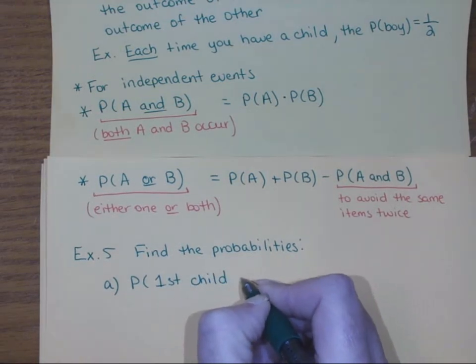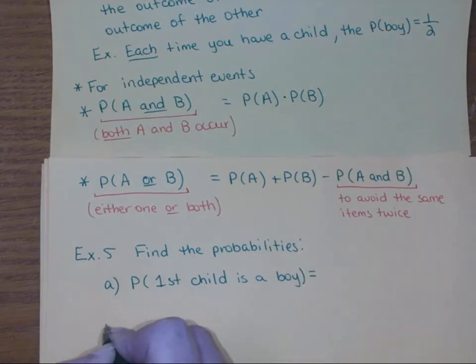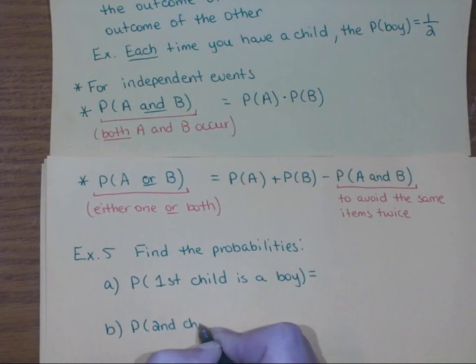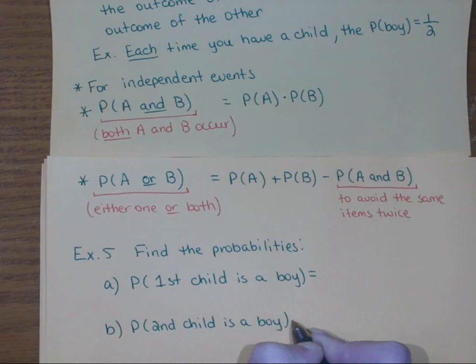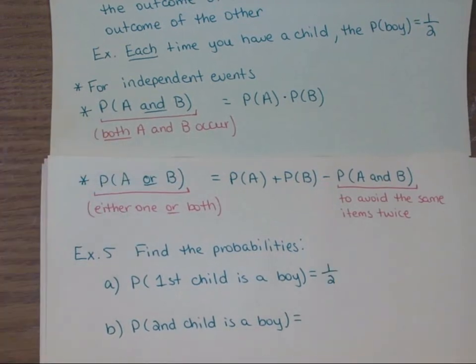So what if I asked you for the following? What's the probability that the first child in a family is a boy? We're going to do these two together. And then what's the probability that a second child is a boy? Okay, so the probability that the first child is a boy is 1 out of 2.